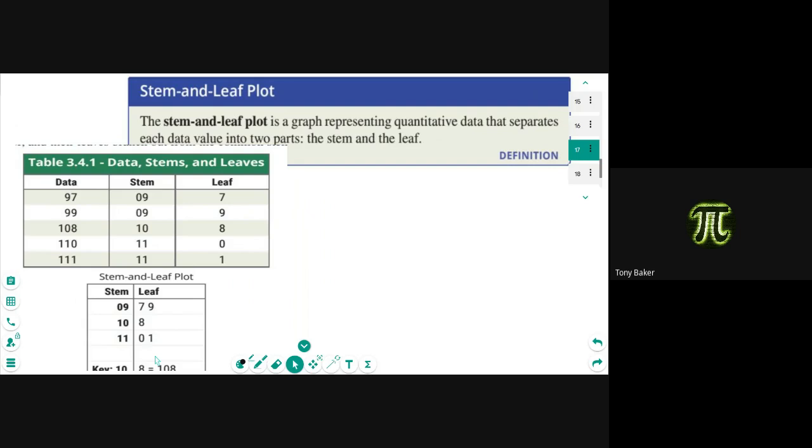We now have a histogram. It's another way to show your data. Yes. Your stems would be 6, 7, 8, and 9. And then you'd have the numbers next to them. So it's just another way to show that data.